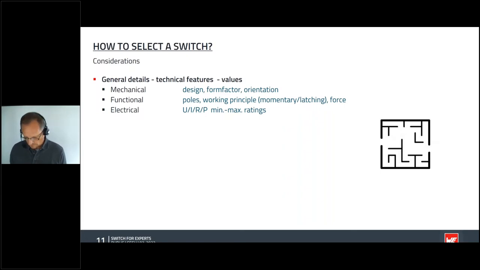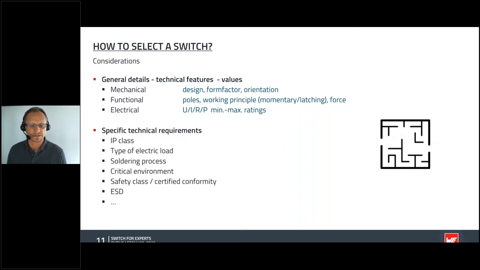Then we go into more specifics, the IP class, for example. And I don't know, for some reason, this is one of the most wanted options. But we talk about that later as well. Then the type of electrical load can be really important. And maybe you remember my initial story with the burnt switches. But we talk about that also later.